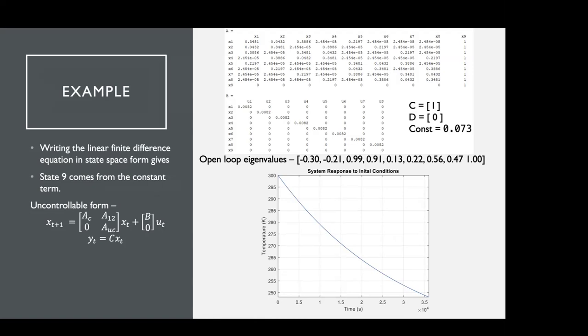And then your A12 is just a vector of ones in the last column. If you represent it that way, it has open loop eigenvalues, and this big matrix A has eigenvalues that are all less than or equal to 1, which makes sense because it's thermal modeling and heat transfer, which goes to an equilibrium point. So it makes sense that our system is stable.